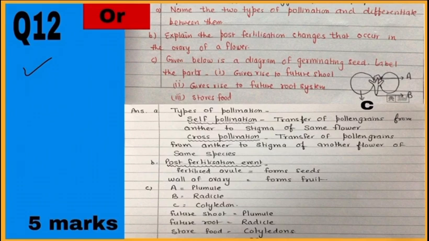Question 12 has a choice. Part A of question number 12. Name the 2 types of pollination and differentiate between them. 2 types of pollination are self-pollination and cross-pollination. Check the definition of these 2.